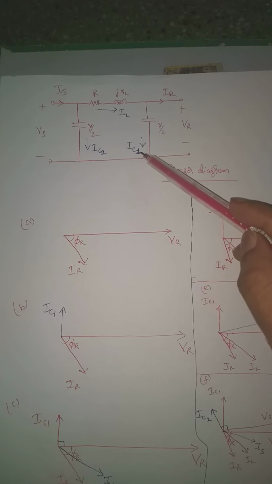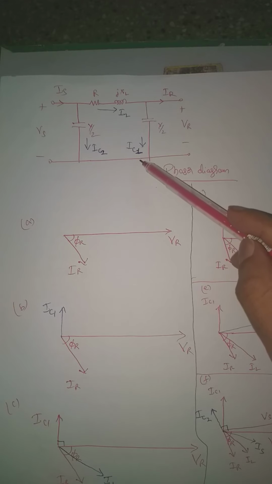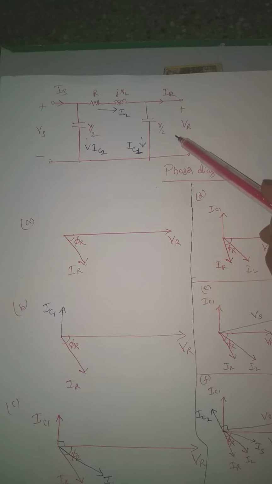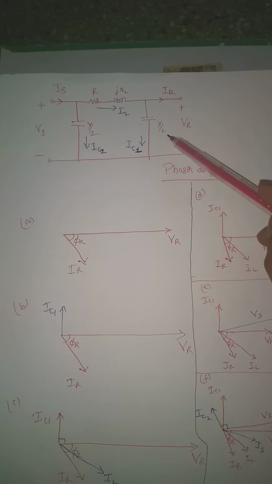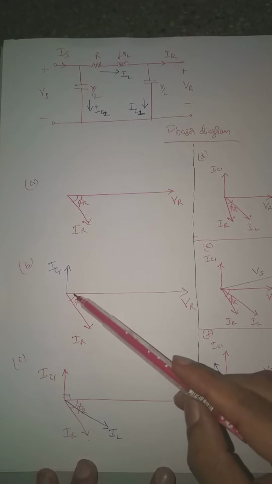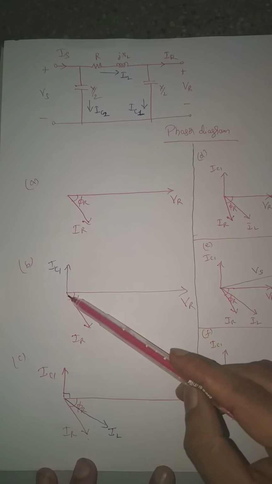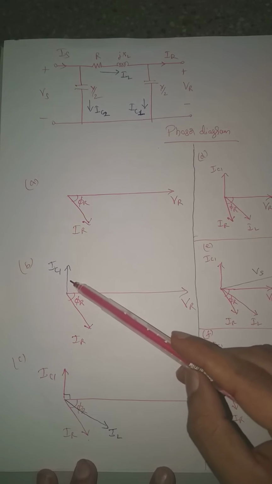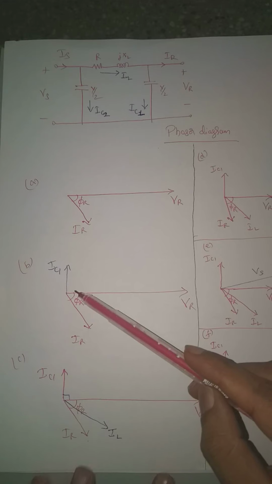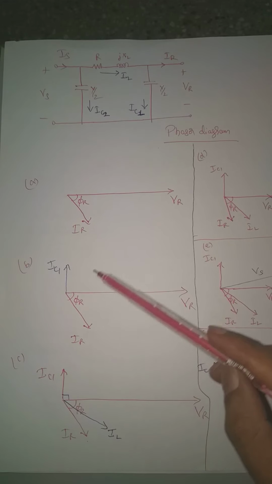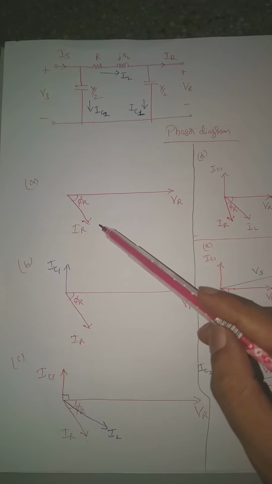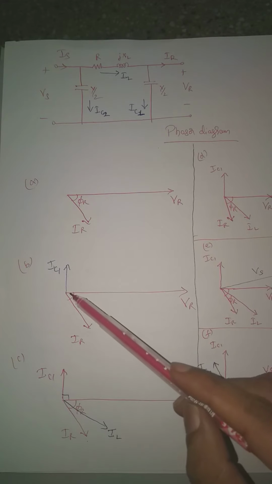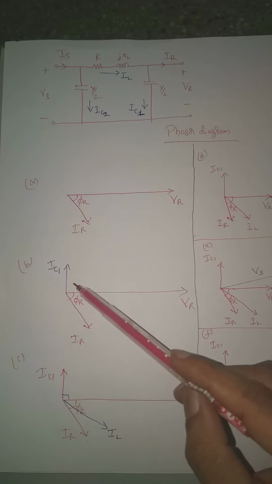So always current through a capacitor leads the voltage by 90 degrees ideally. So here I'll be representing IC1 set to lead this VR by an angle of 90 degrees. So this is the next step. I have represented VR, IR in the previous step. In the second step, I have represented IC1, which is leading VR by 90 degrees.